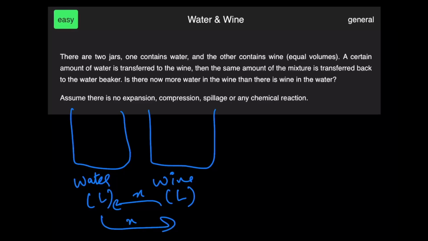And we've been asked: is there now more water in the wine than there is wine in the water? So basically, in the end, there's going to be some amount of wine in the water container, and some amount of water in the wine container. And we've been asked about the size of these two impurities, which one is greater.